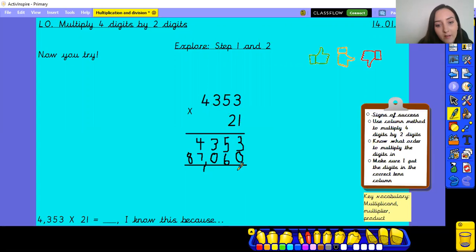And now I'm going to add these two numbers together to find my product. So 3 add 0 is 3. 5 add 6 is 11. So I'm going to put a 1 there and a 1 underneath. 3 add 0 is 3, and add the 1, that becomes 4.